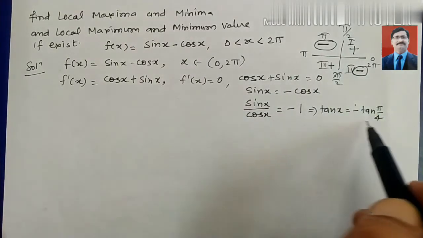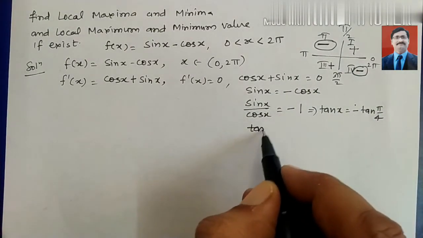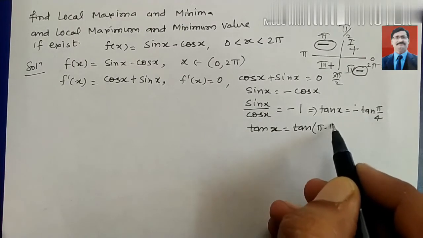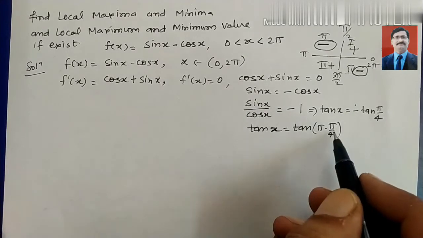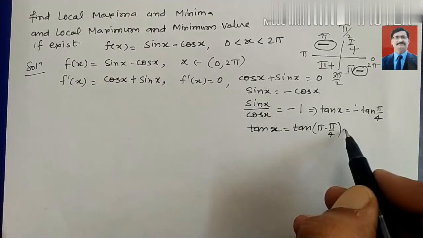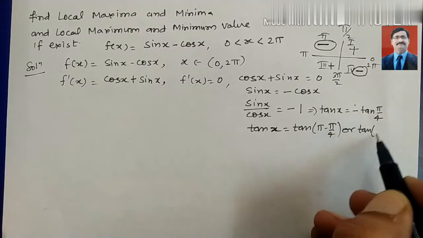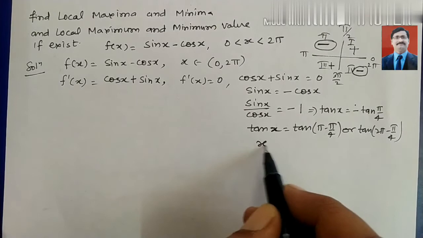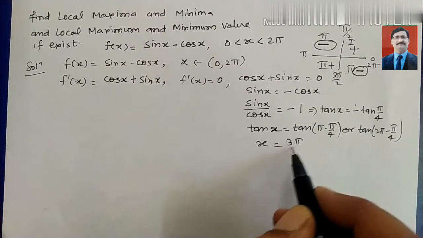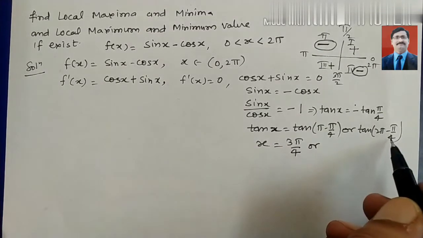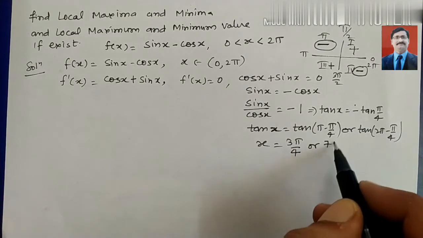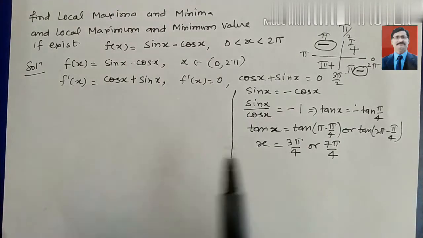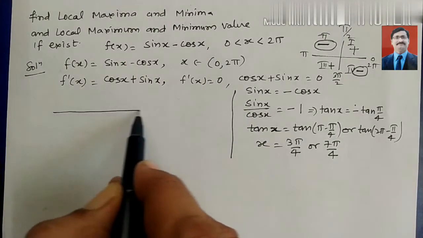So for the second quadrant, how can we write it? Look here, in the second quadrant we can write x equal to pi minus pi by 4, or in the fourth quadrant 2 pi minus pi by 4. So we get x equal to 3 pi by 4, or 7 pi by 4. So we get two values of x for which the derivative is 0. So we draw a number line.